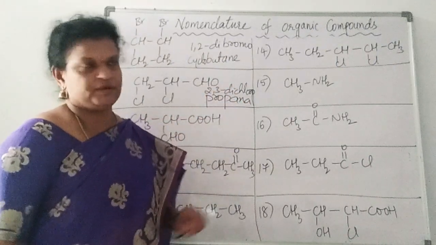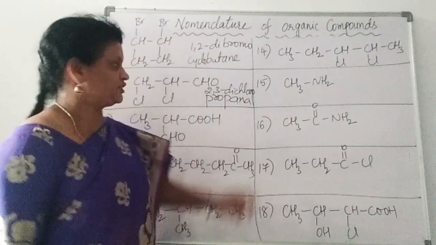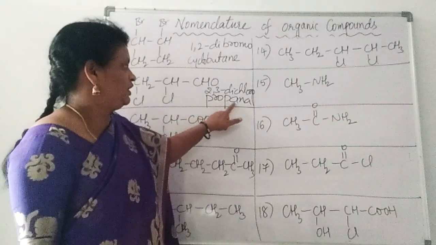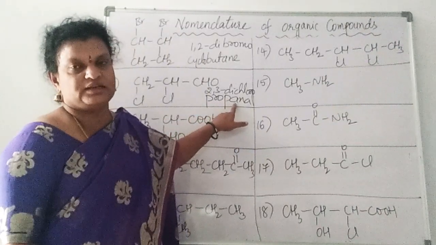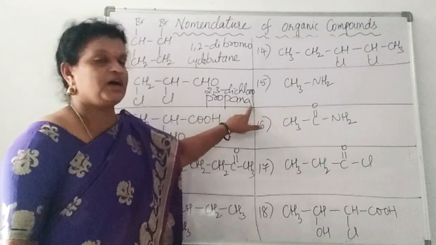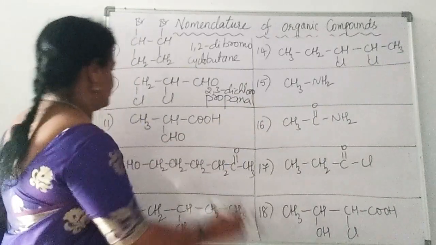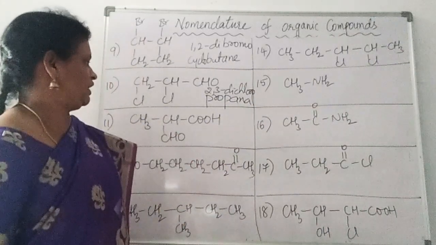2 and 3 are the number prefix. Di is the numerical prefix. Chloro is the substituent prefix. Then prop, the root word, ane, the primary suffix. Then al, the secondary suffix. Then the next one we have here.